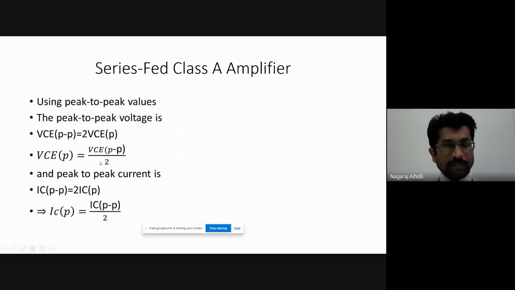So VCE peak to peak is equal to 2 times VCE peak, or VCE peak is equal to VCE peak to peak divided by 2. Similarly, peak to peak current is given by IC peak to peak is equal to 2 times IC peak. Whatever is for the voltage, the same is for the current, because both are sinusoidal waveforms. We have IC peak is equal to IC peak to peak divided by 2. Correct?